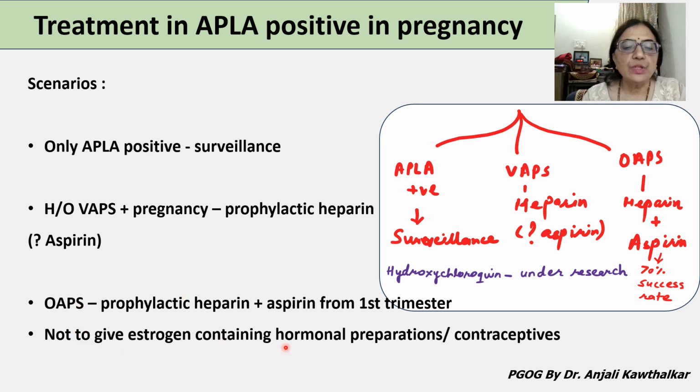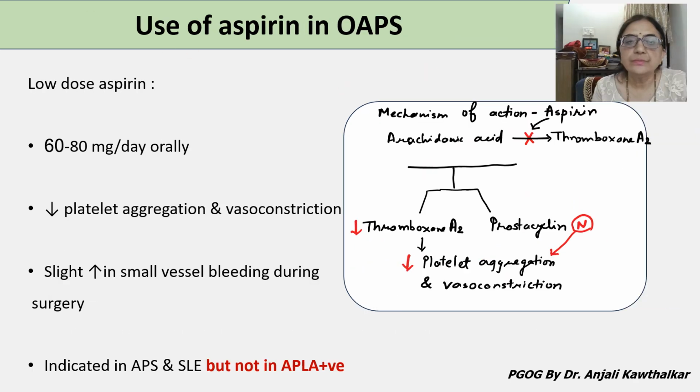We should not give estrogen containing hormonal preparations or contraceptives whenever the patient has raised antiphospholipid antibody titers or positivity. Hydroxychloroquine at present is a research drug for treatment of APS during pregnancy. Now coming to use of aspirin in obstetric antiphospholipid syndrome. Low dose aspirin is given as 60 to 80 mg per day orally. It leads to decreased platelet aggregation and decrease in vasoconstriction.